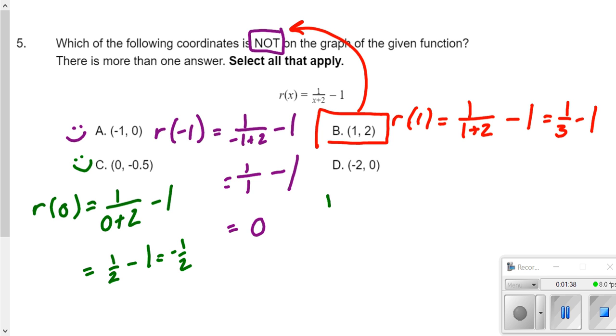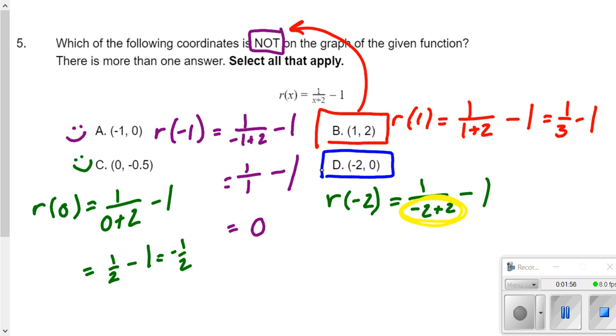Here I'd have r of -2, so plug in -2, and this just gives me the heebie-jeebies because look at this right here. That's a big problem, right? Because I'd have 1 over 0. That can't be done mathematically, so certainly I am not going to get this point. There's going to be an asymptote for this graph at -2.